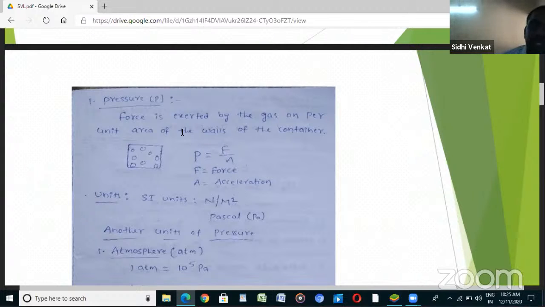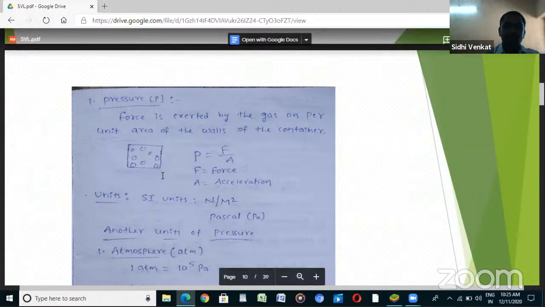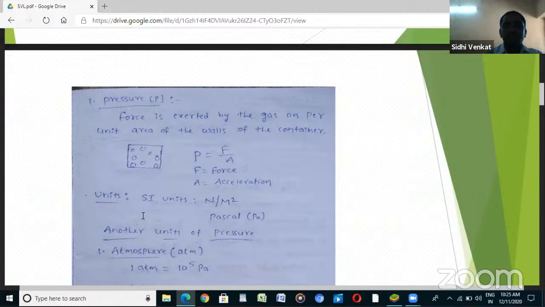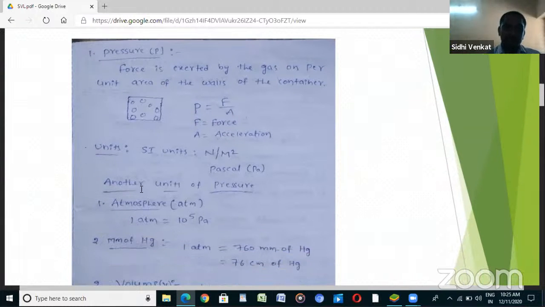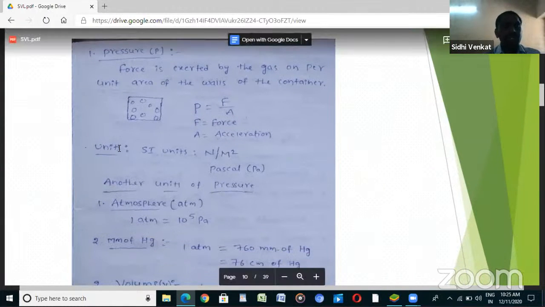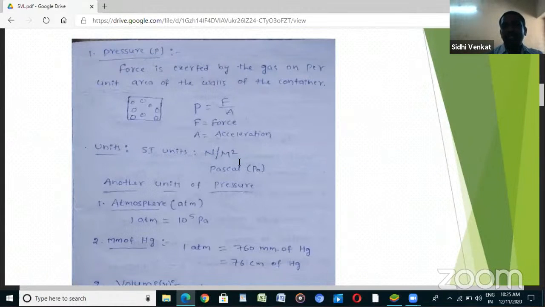Okay, students, what is pressure? The force exerted by the gas on per unit area of the walls of the container. Units of pressure are very, very important. What are the units here? The SI unit is Newton per meter square or Pascal.